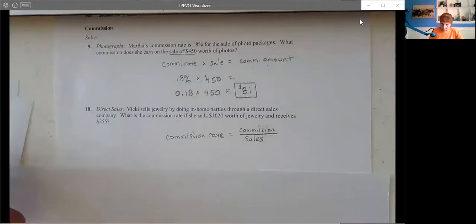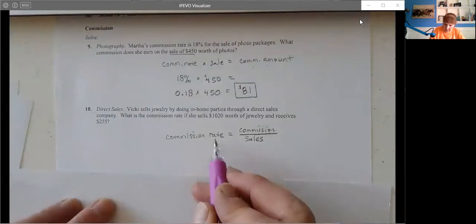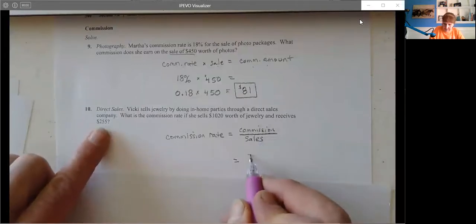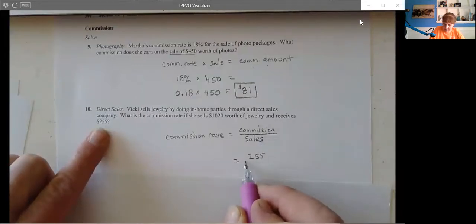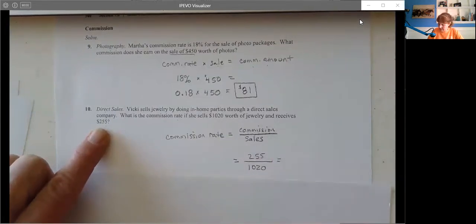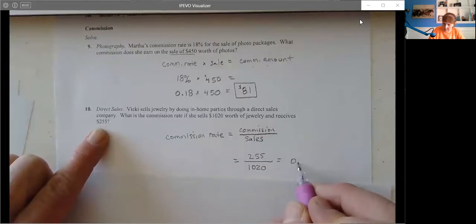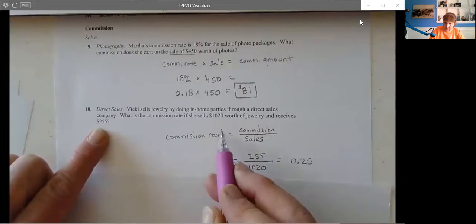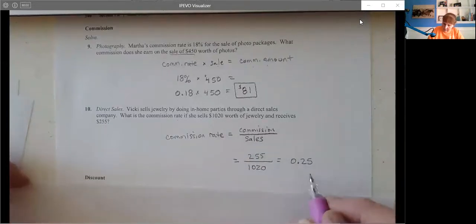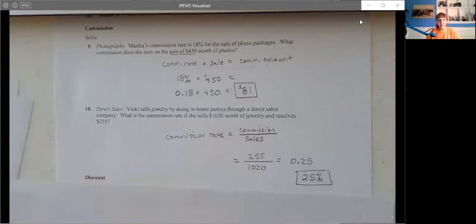Since I'm looking for the rate, I'll use the other commission one. So here we'll go ahead and fill this in. We want the rate. So we have the commission she made, $255. The sales was 1,020. 255 divided by 1,020, and I get 0.25, but these rates need to be expressed as a percent. So we'll get 25% is what she makes in commission.